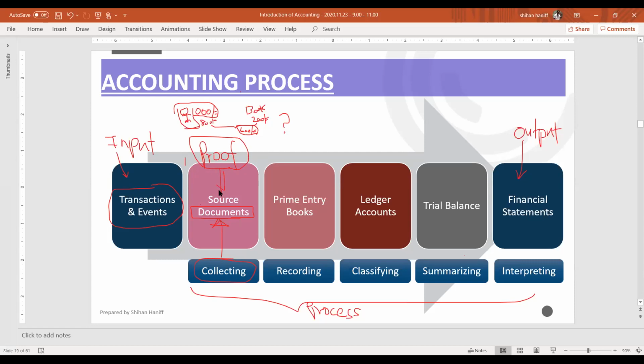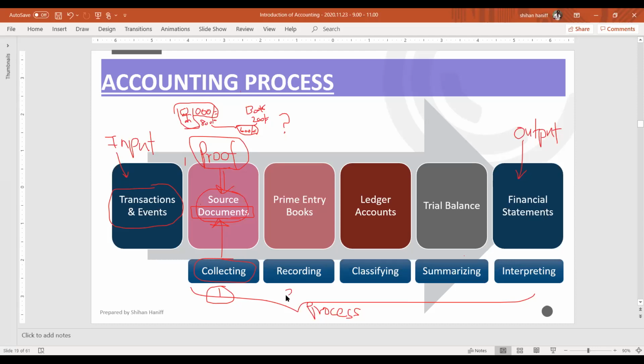These proofs are called source documents. So in accounting, in a business, without a proof, you don't record or take any transaction. So the first step in the process is collecting all these bills, vouchers, receipts, statements, right? So by collecting, you identify the transactions. So the first step in accounting is collecting source documents.